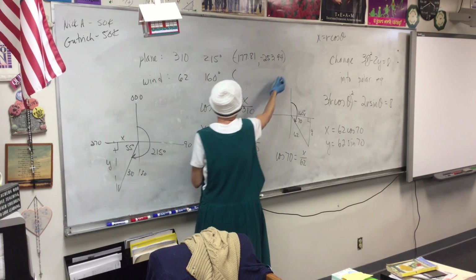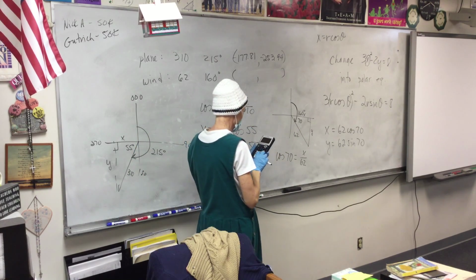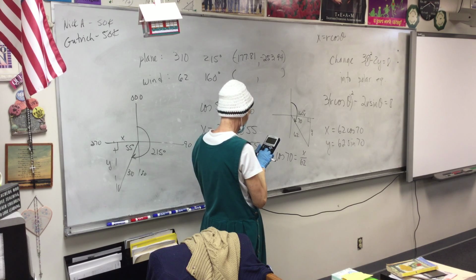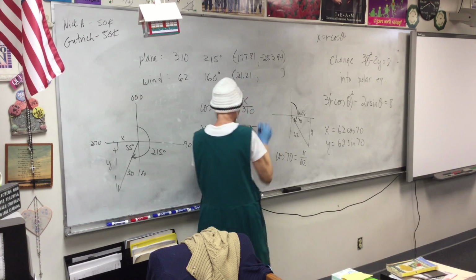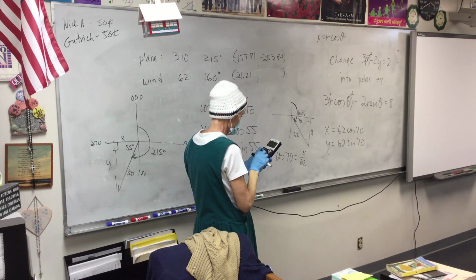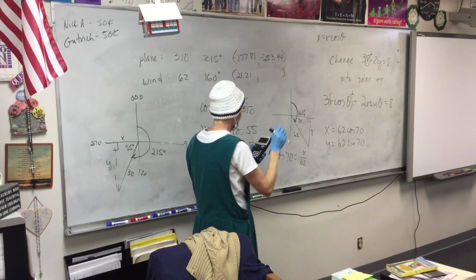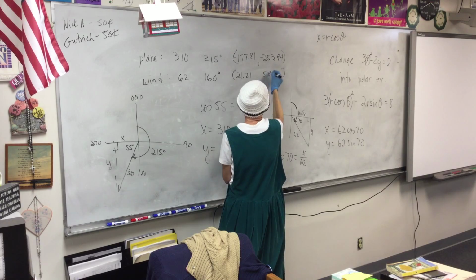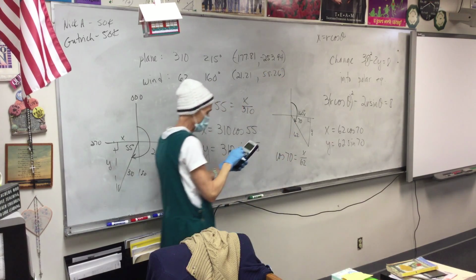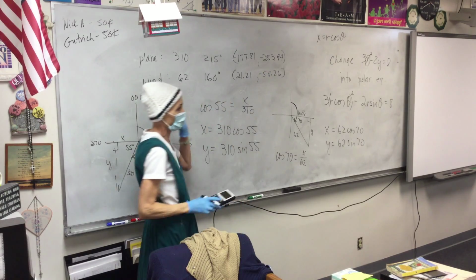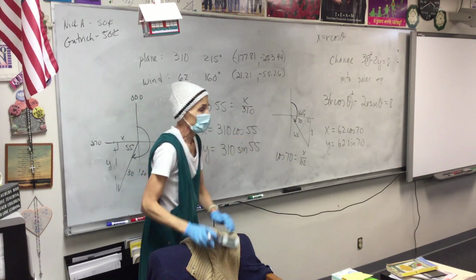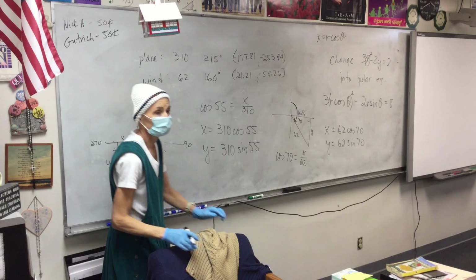So my wind, is there anything negative in that one? Y has to be negative. This wind is blowing right and down. It's in quadrant 4.